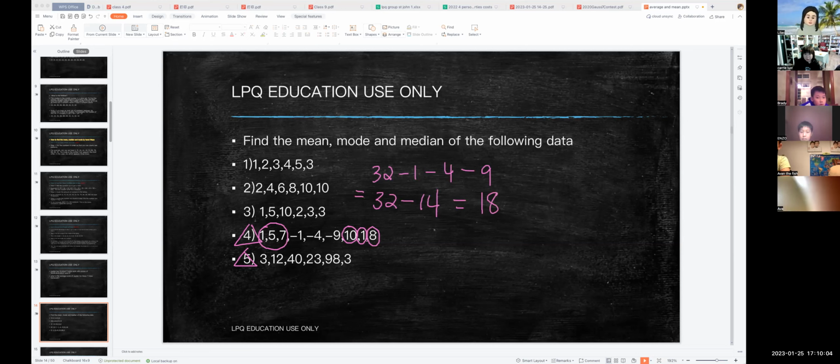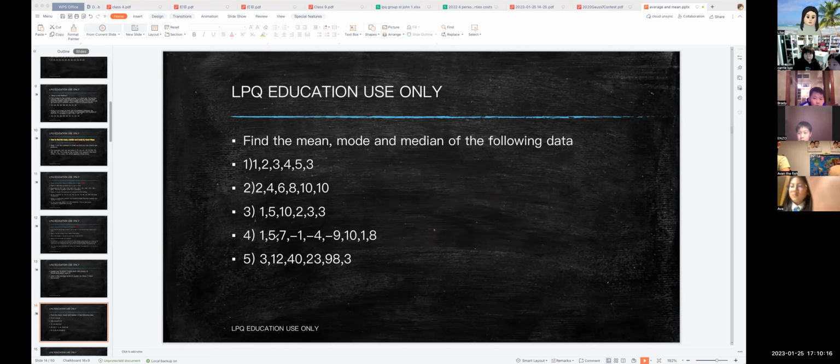So how many numbers are there? 1, 2, 3, 4, 5, 6, 7, 8, 9. So 18 divided by 9 equals 2. So probably this one is wrong, but the mean is 2. Okay. Probably wrong. So now I'm going to take a look at how to put them in order. For the negative numbers, the bigger the number, the smaller the value.